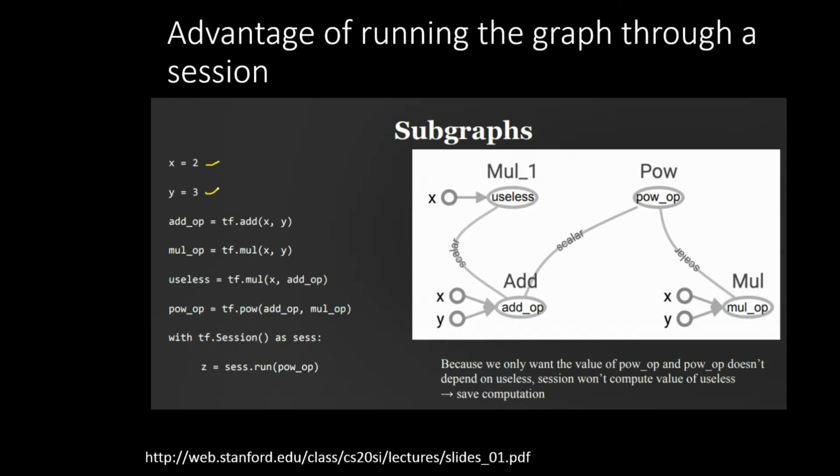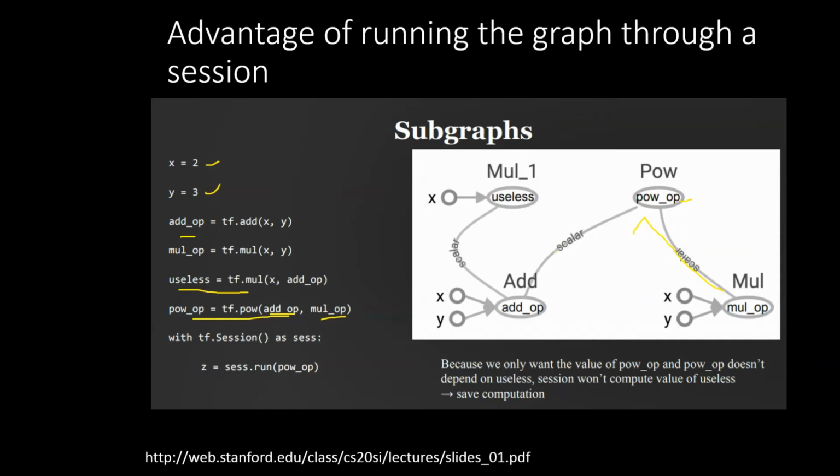So x is equal to 2, y is equal to 3. We define an add operation between these. We define a multiply operation between x and y again, and we define some useless operation which will take x and the add operation. And there is one power operation between add and multiply operations. So when you start the session and execute session.run on the power operation, then it will execute all this because it's dependent on the add op. Suppose this is the power operation, it is dependent on the add operation, and the add operation is dependent on this too. So this graph will be executed to get the add op, and then again for the multiply op, the multiply op graph will be executed and then it will compute it.